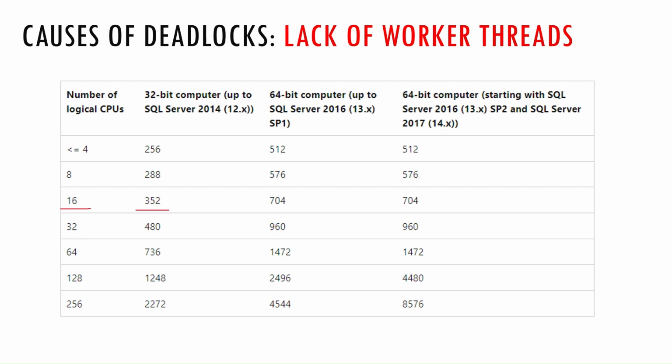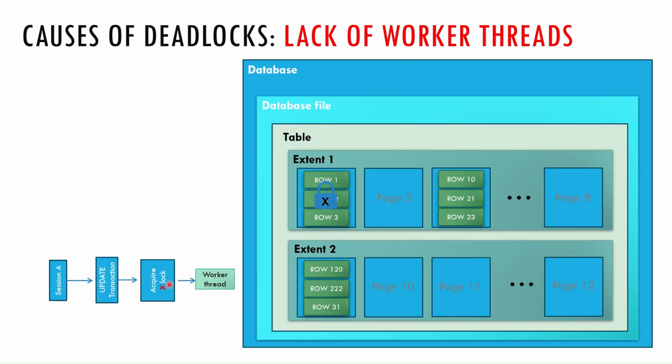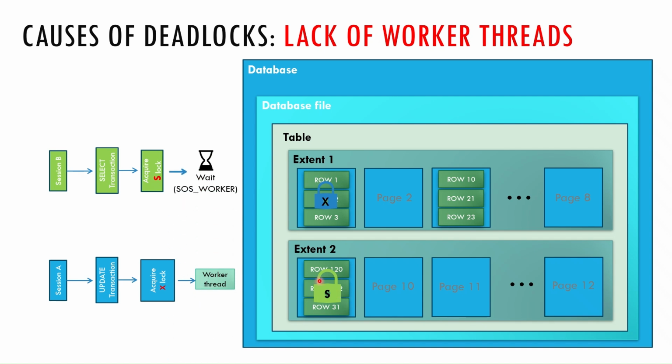This lack of worker threads can also cause worker-related deadlocks. How? Let's see. Suppose session A started and acquired a lock on page 1. It gets worker threads and starts running. At the same time, session B starts and acquires a lock on the page. However, at that time there was no worker thread available and as a result, this session has been put in wait with resource worker status.